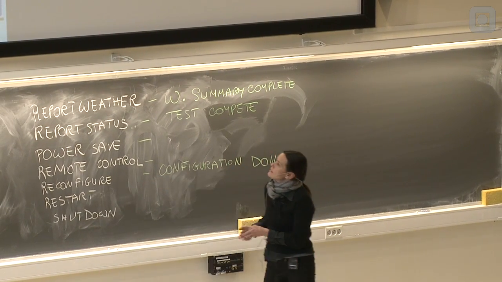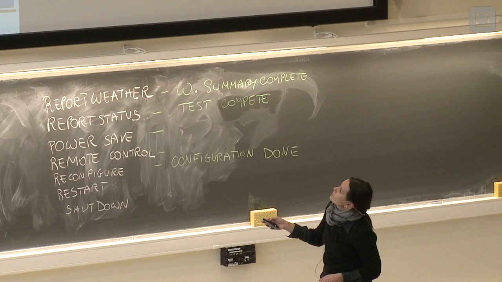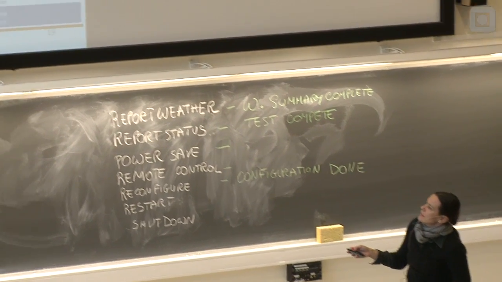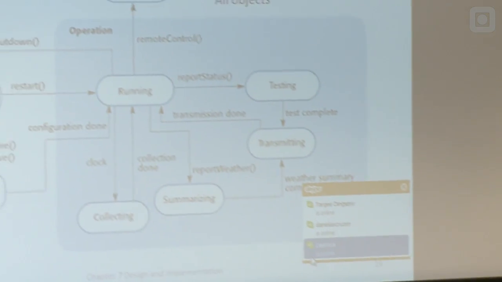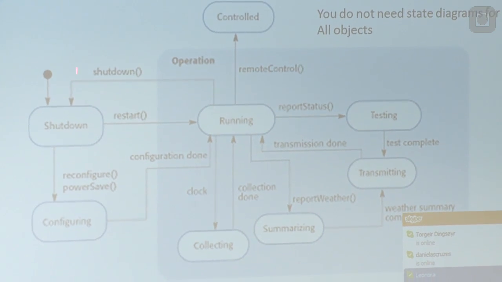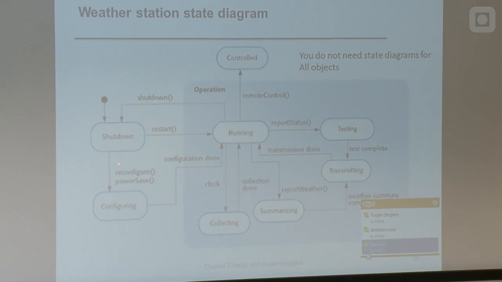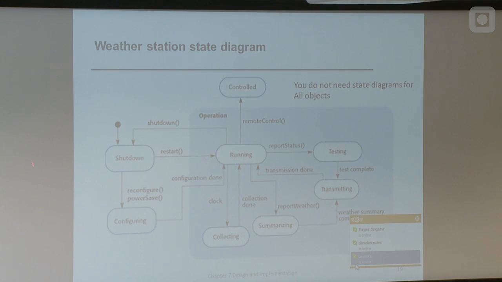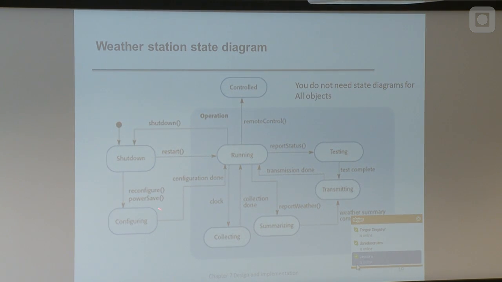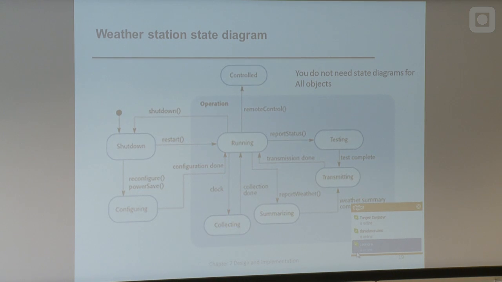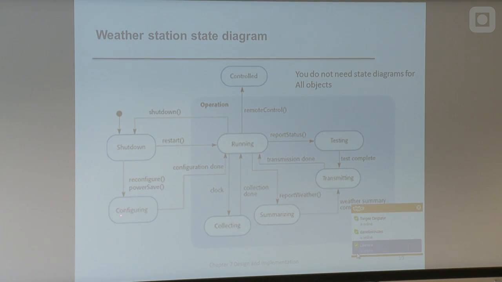Reconfigure, that is something that is here. This is a bit tricky, because in order to go from shutdown state into a configuring state, I need two messages, not only reconfigure, but also power safe. This is a choice. So I go into a configuring status, and when the configuration is done, I come back into running.